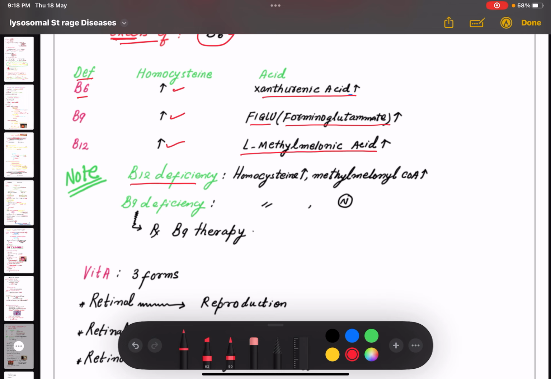In B12 deficiency, you can remember these two important points which can be asked in every exam, guys. In B12 deficiency, homocysteine levels increase, and also methylmalonyl-CoA increases. But in B9 deficiency, homocysteine increases, but methylmalonyl-CoA is normal. It's a very important point. This has been asked multiple times in various exams. What is the treatment of B9 deficiency? If in the question the patient is having increased homocysteine level and normal methylmalonyl-CoA levels, what are you going to give? You are going to give B9 therapy.